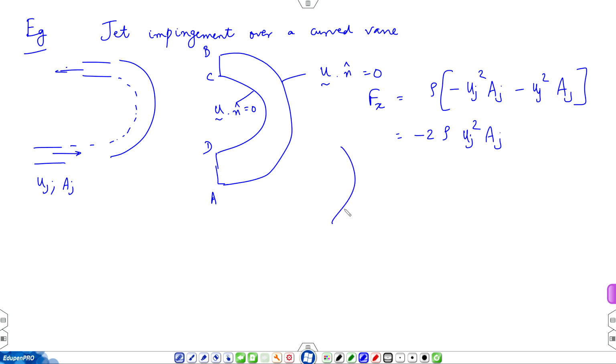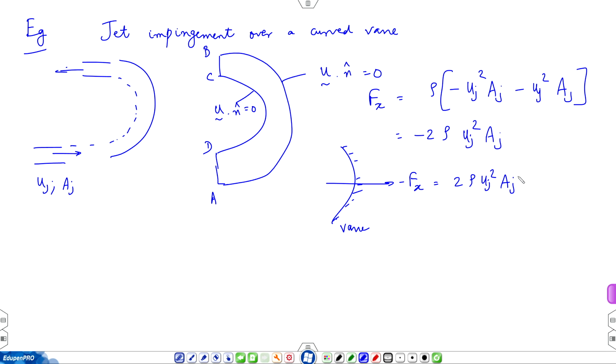So, if you think of the vane, so I am showing this shaded thing as the vane, and there is a force acting on it which is minus f x, which is 2 rho u j square a j. This is the force acting on the vane. Now, how can it be made useful?